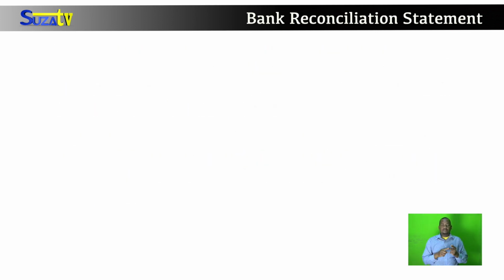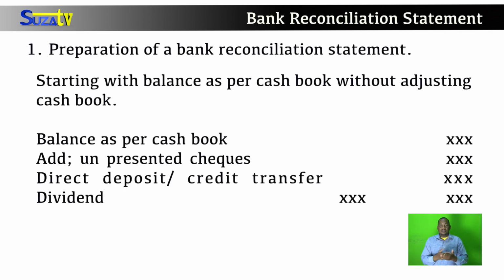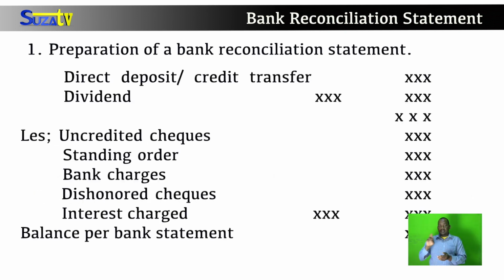Step 1. Preparation of bank reconciliation statement, starting with the balance as per cash book, without adjusting the cash book. Start with the balance per cash book. Add unpresented checks. Add direct deposit. Add dividend received. Less uncredited checks, less standing order, less bank charges, less dishonored check, then less interest charges. You get the balance per bank statement, CD.